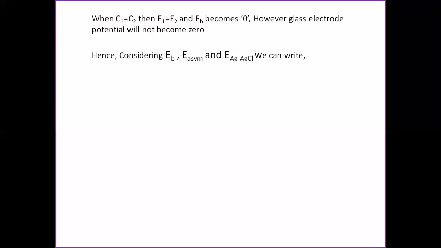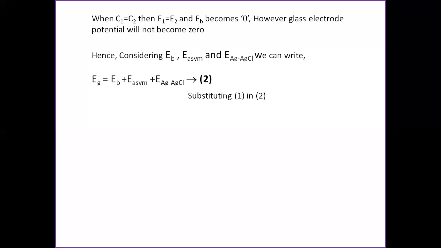This is an asymmetric potential arising due to the uneven nature, or asymmetric nature, of the glass membrane. So that means the roughness of the glass membrane determines this asymmetric potential. And E Ag-AgCl is an internal reference electrode used in the glass electrode, whose potential also has to be taken into account in order to estimate the potential at the glass electrode. So considering all three, the glass electrode potential can be written as the sum of boundary potential plus asymmetric potential plus silver-silver chloride potential.